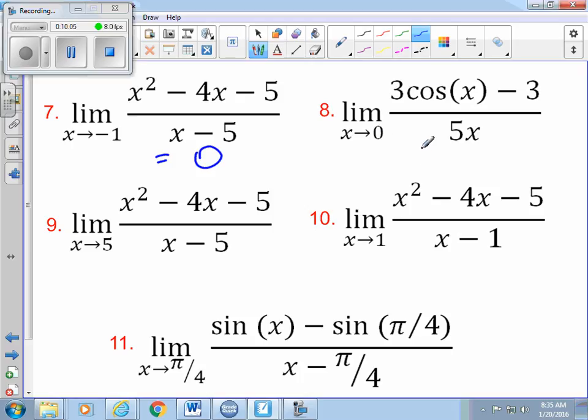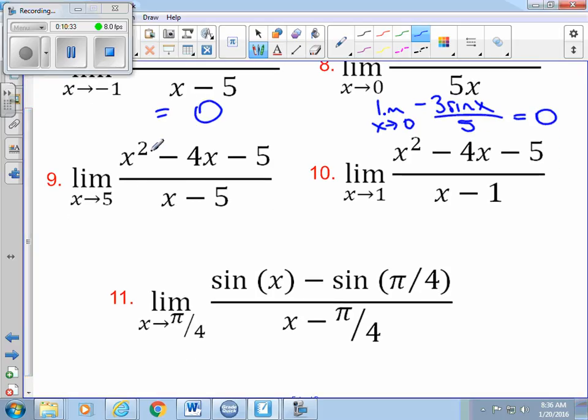L'Hopital's, the derivative is -3 sine of x over 5. And sine of 0 is 0. So that's 0. The other way, you could factor out a 3 here, cosine of x minus 1. And remember, cosine of x minus 1 over x, that limit as x approaches 0 is 0. 0 times anything is 0. And two options there. Plug in 5.